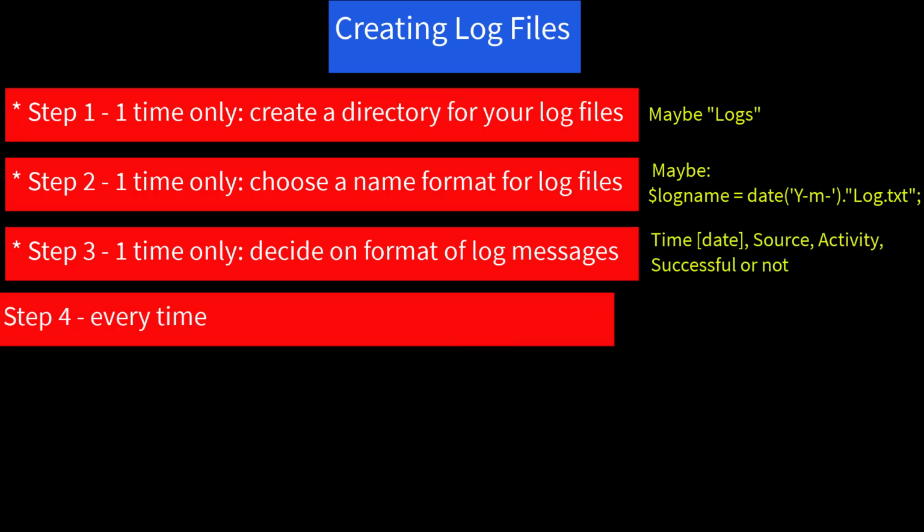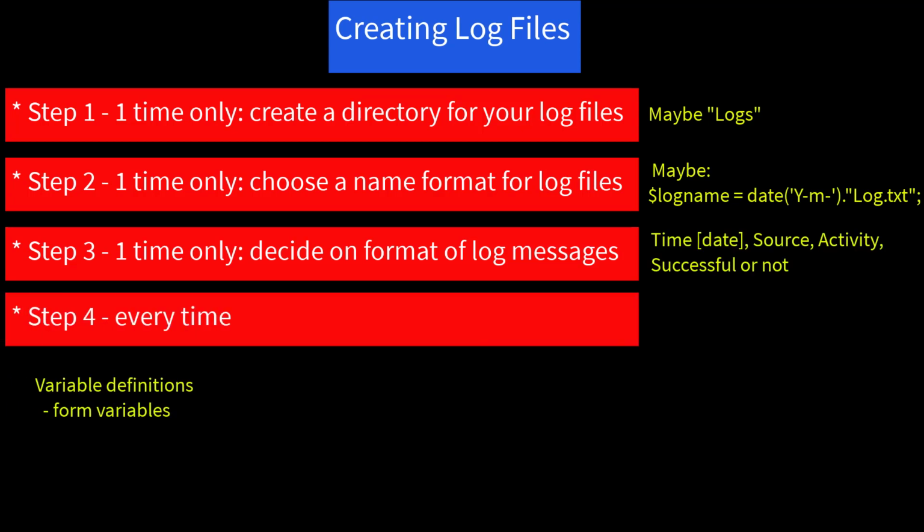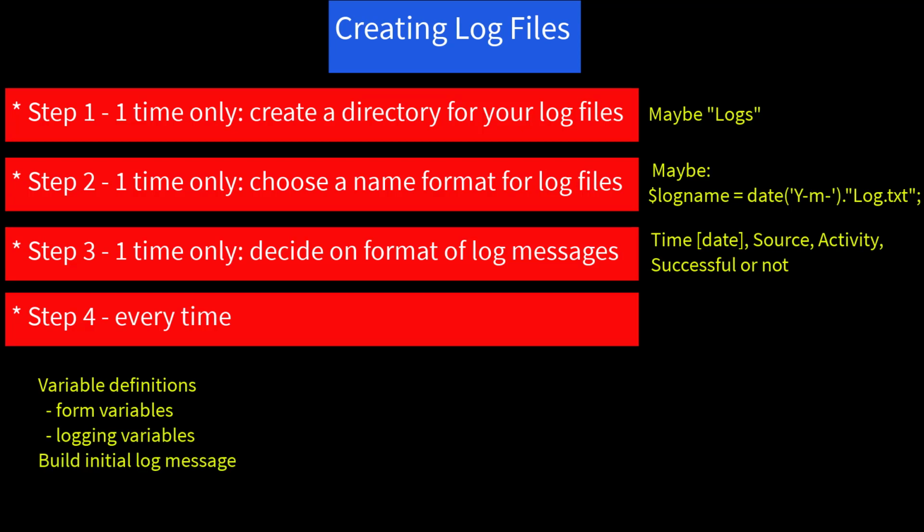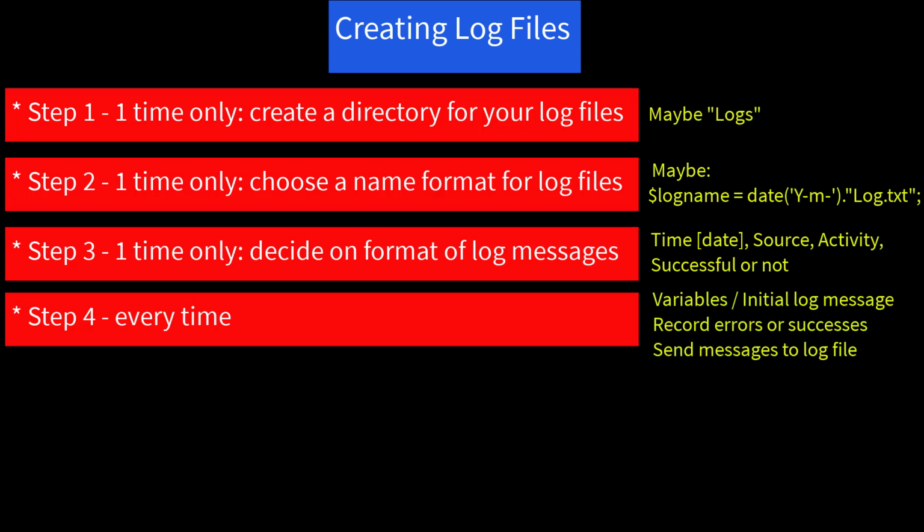Step 4, every time. Early in your CGI, after you've declared the variables being passed from the invoking form, include variable definitions to be used in your logging. Then, after defining your variables, build your initial log message. Then, as you go through the logic, record errors or successes. Before you leave the CGI, send your messages to your log file.